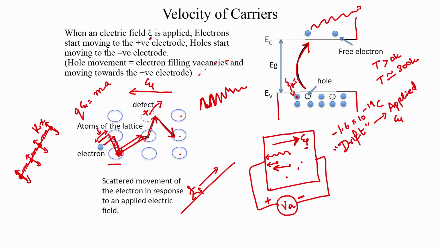And therefore, unlike in vacuum, the electron does not accelerate throughout. It instead exhibits a constant average velocity, and this is called the drift velocity of the electron. It's a technical term that describes the velocity of an electron in response to an applied electric field, which we have already defined as the drift transport mechanism.